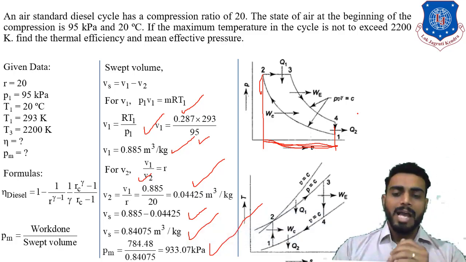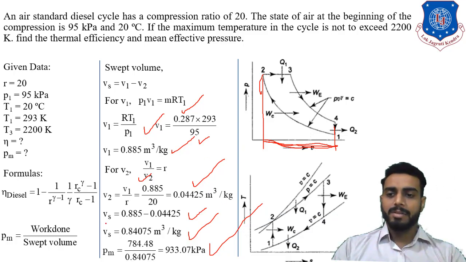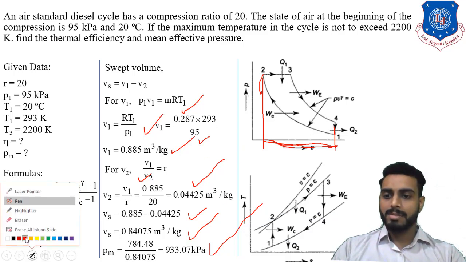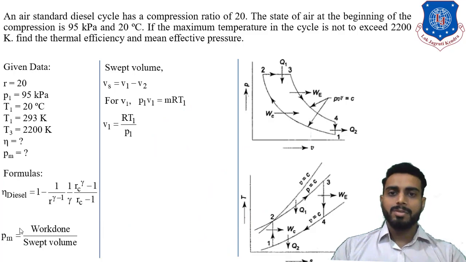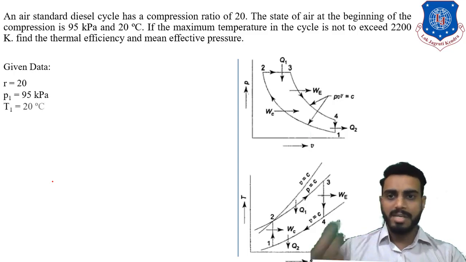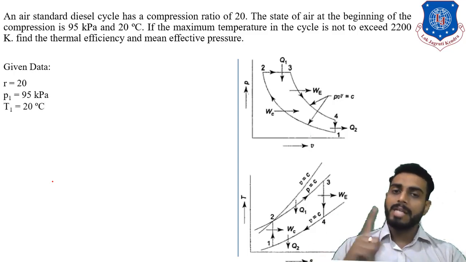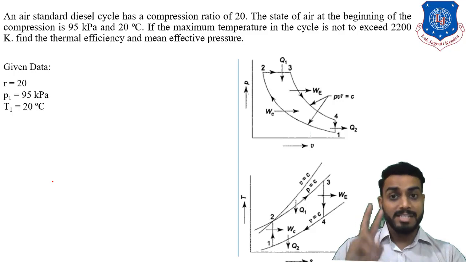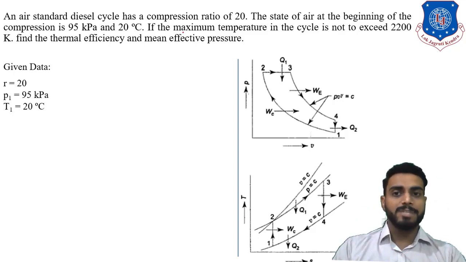So now let us quickly revise it again, okay? What data is given? Let me just swipe these slides for you guys. So the given data is this one, right? Pressure at inlet is given, temperature at inlet is given, then what? Temperature at point number 3, that is the maximum temperature. You have to capture the wording, right? Because it is the maximum temperature in the cycle.